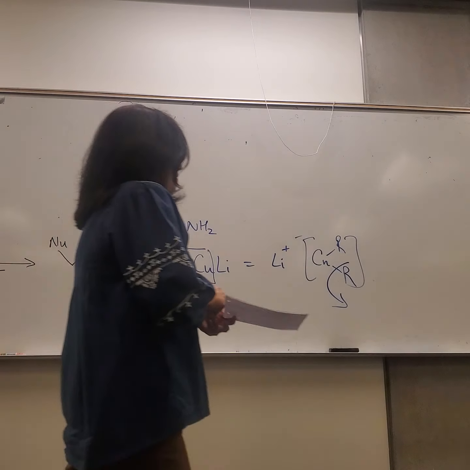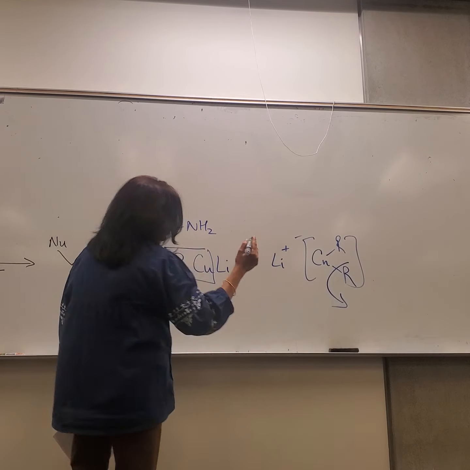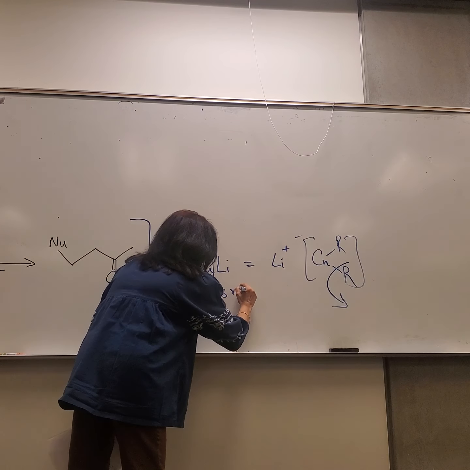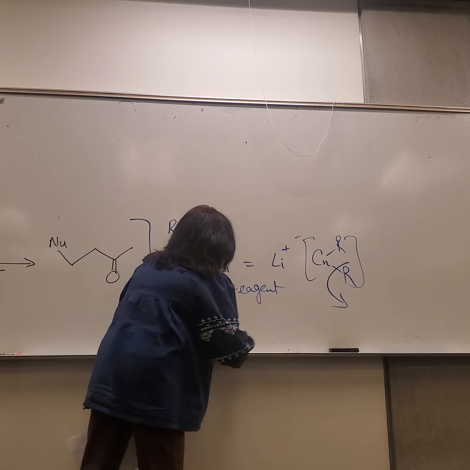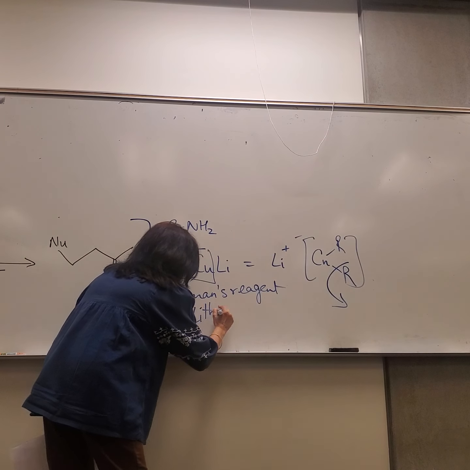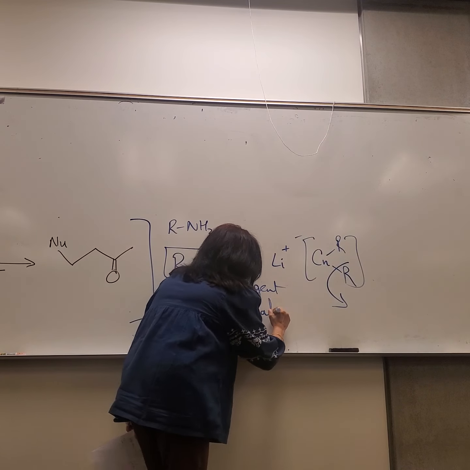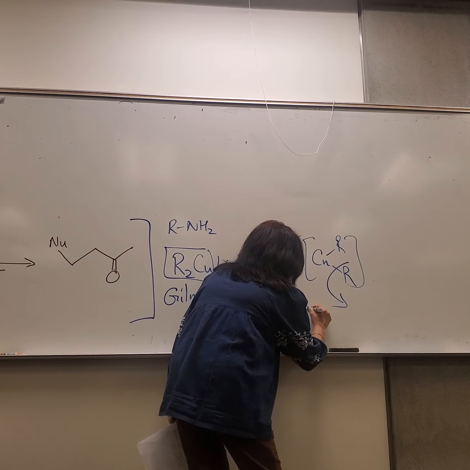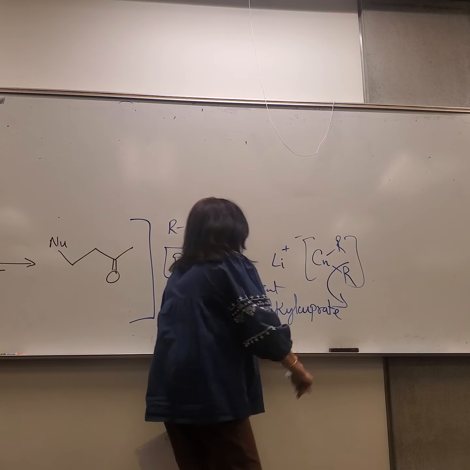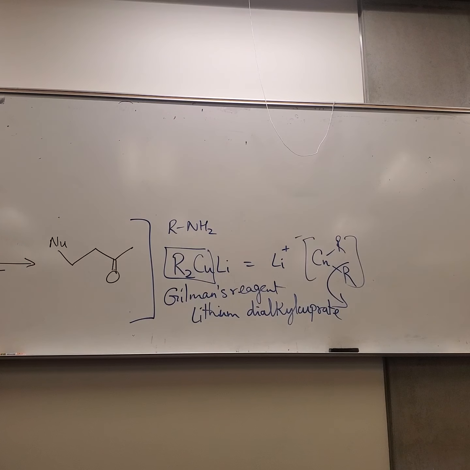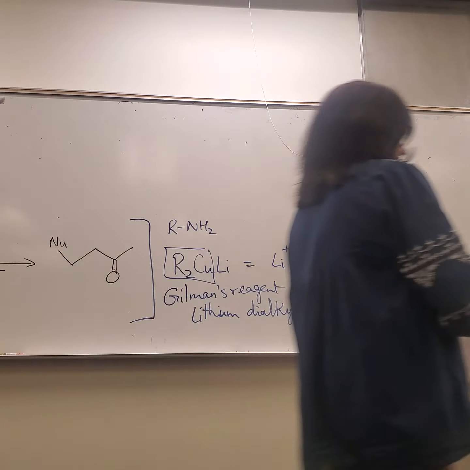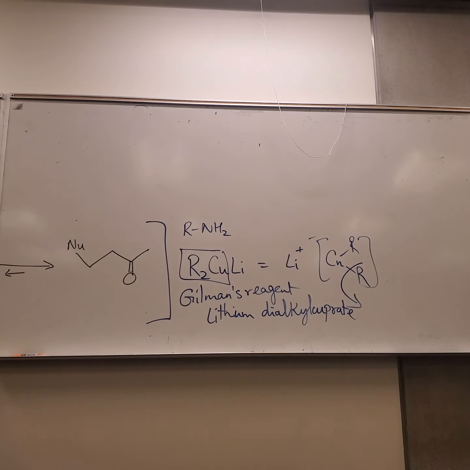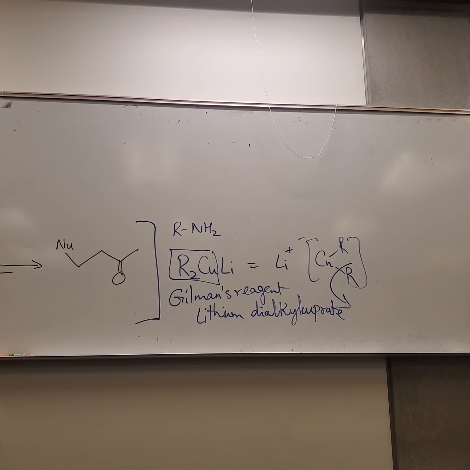Did you call it cuprate? Cuprate. Okay, so of course, it's called Gilman's reagent. And its name is lithium dialkyl cuprate. Oh, I can't spell. Cuprate. Okay, did we talk about how to make dialkyl cuprate? We made it from an alkyl halide. Very good. And then?